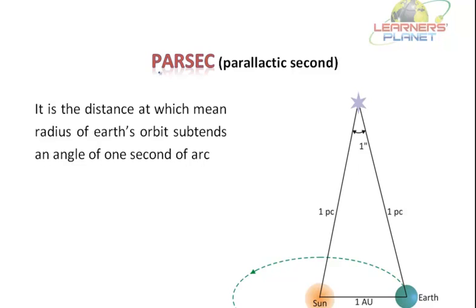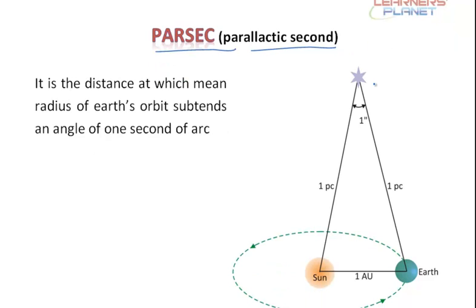Now comes one more astronomical measurement, which is represented as parsec. Now, one parsec is the abbreviated form of 1 parallactic second. Now, the definition is slightly complex.